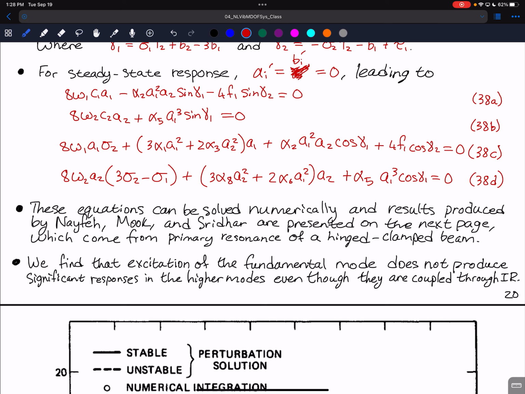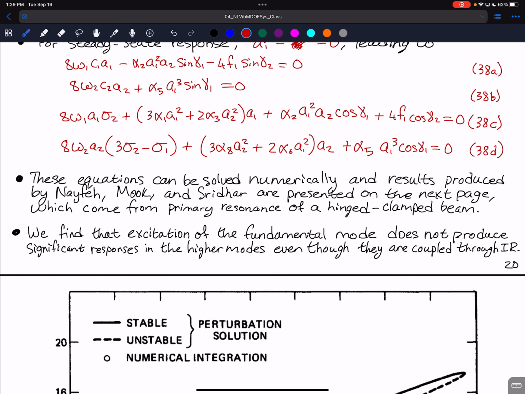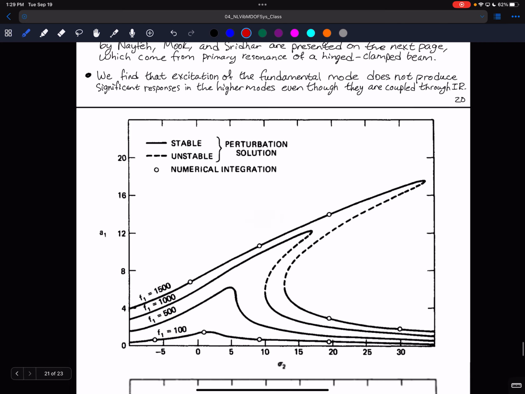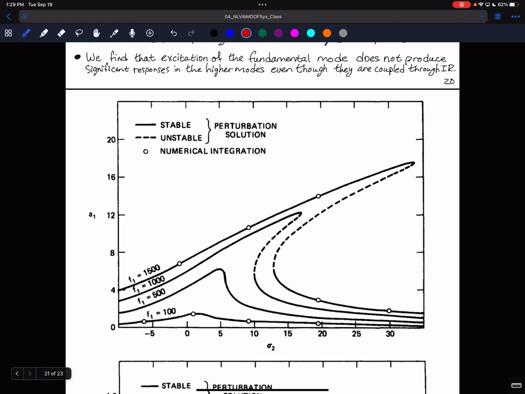In any case, they applied this method to study the behavior of a hinge clamped beam. They decomposed it into 2 modes that were nonlinearly coupled, applied this method to multiple scales, and then solved these equations numerically, which then ends up producing, I have to zoom out here. In this case, this is the amplitude A1 as a function of sigma 2.